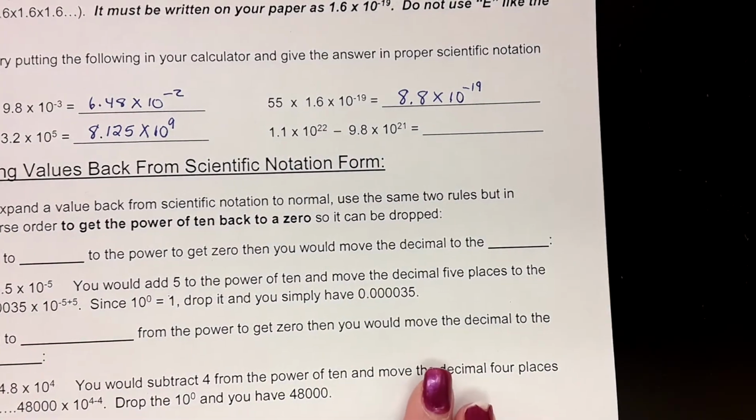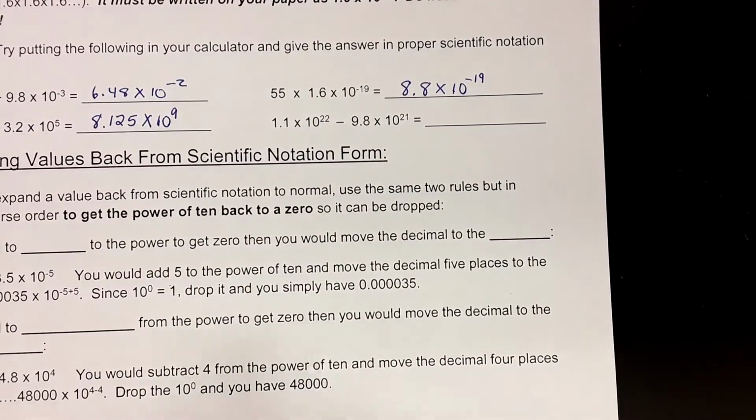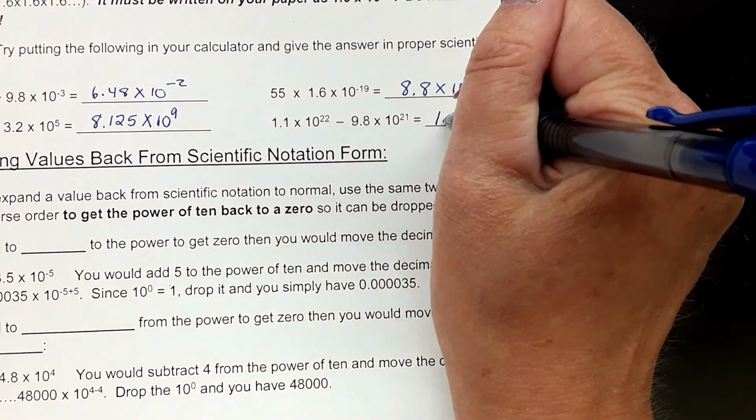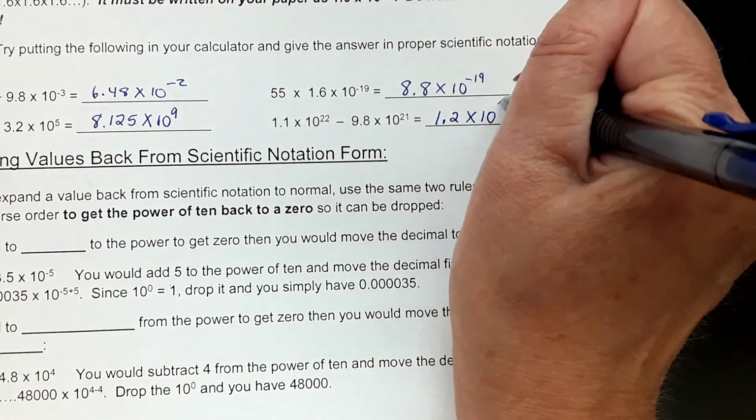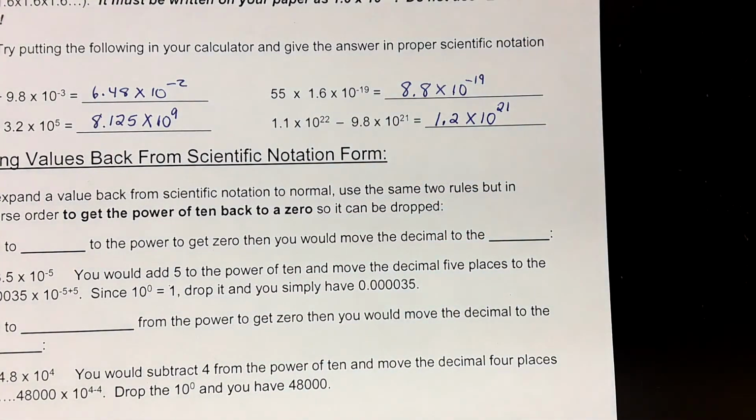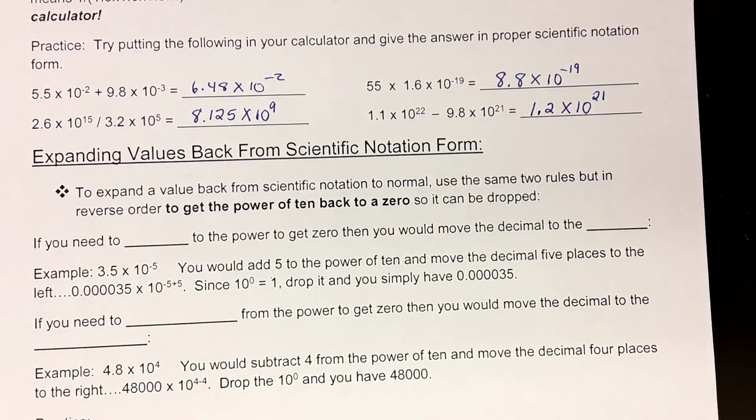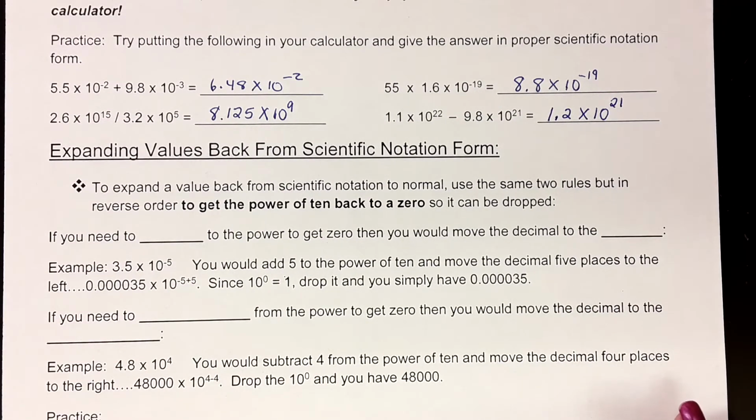All right. Oh, there's one more. Let's see, 1.1 times 10, or e to the 22, minus 9.8 e to the 21. And we get 1.2 times 10 to the 21st power. Okay, so check those out. Now, if you're not getting these, make sure you message me about what your problem is, and we'll take a look at it.